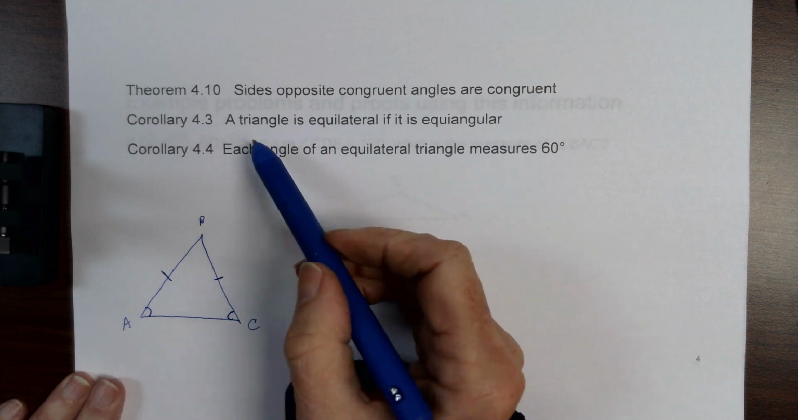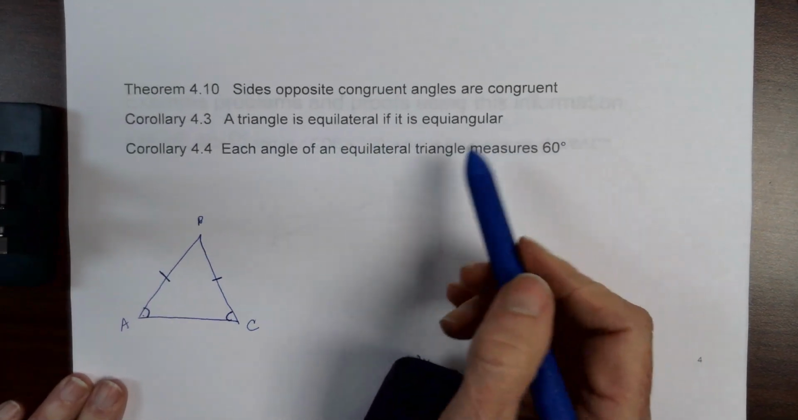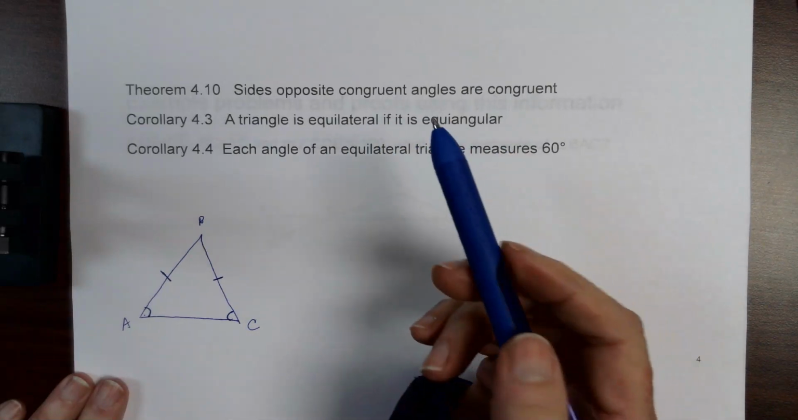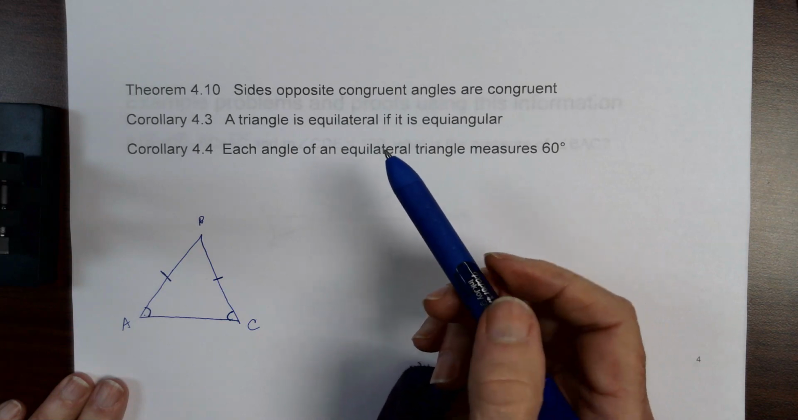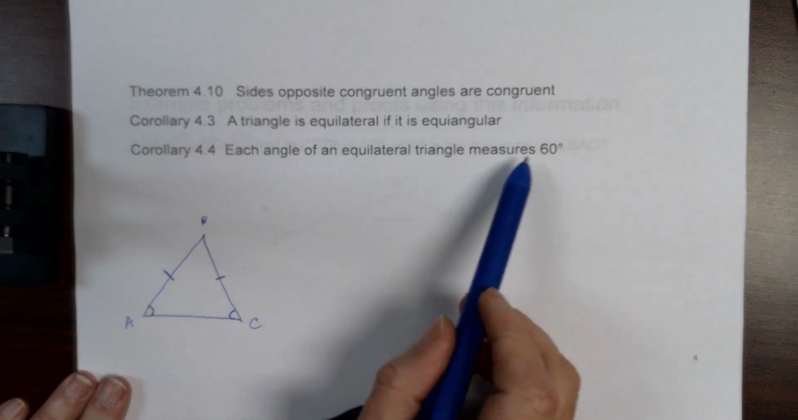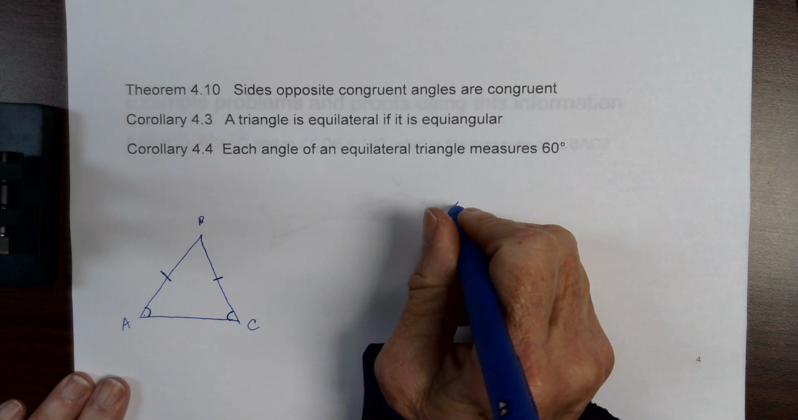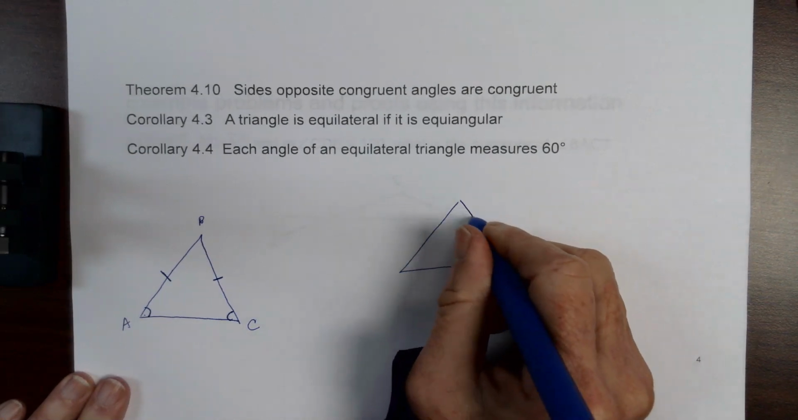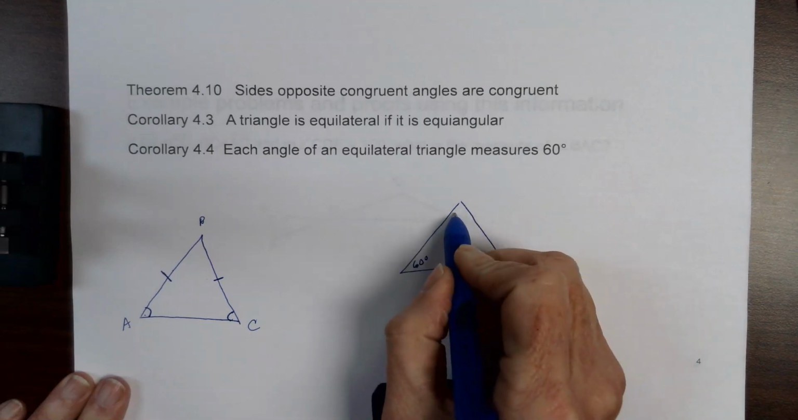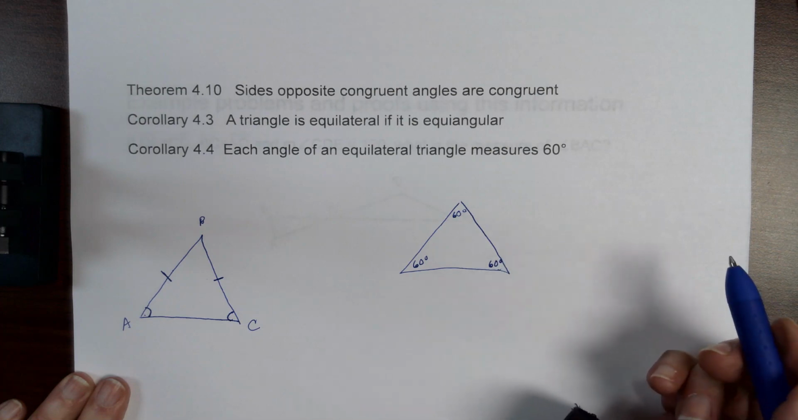Then you have two corollaries. A triangle is equilateral if it's equiangular. We've already talked about that. If it's equiangular, it's also equilateral. So if all the sides have the same measurement, then all the angles have the same measurement, and that angle measurement has to be 60. Because if you remember, all of the angles in a triangle add up to 180, and the only way to do that is if they're all equal to 60 for them to be equal to each other.